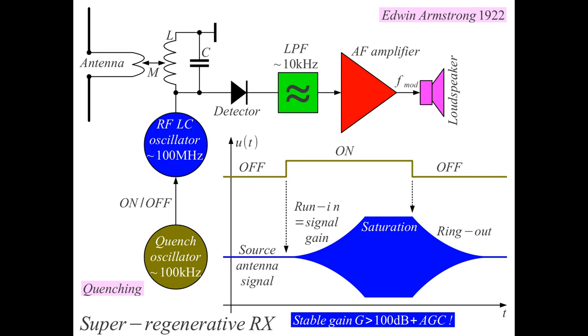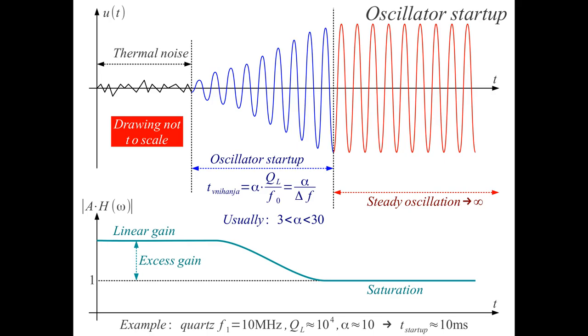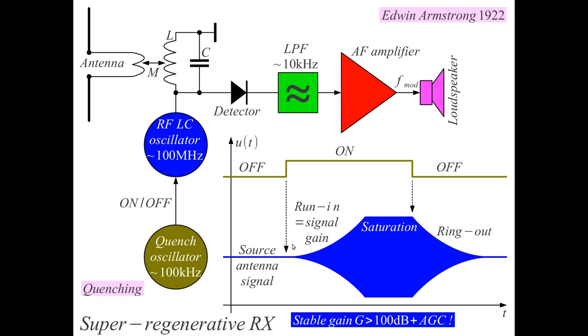One particular application of this startup effect is the super-regenerative receiver. We already mentioned the super-regenerative receiver while dealing with radio receivers. So here our start signal is not the noise, but a radio frequency signal incoming from the antenna. The amplifier of the RF oscillator, which may be a negative resistance amplifier that compensates for the loss in the tuned circuit here, makes this signal grow. The oscillator runs in here and we have signal gain.